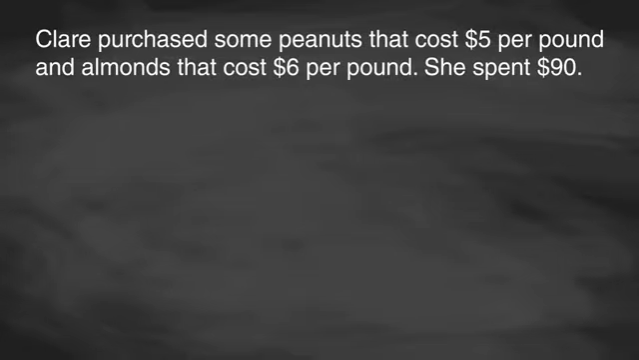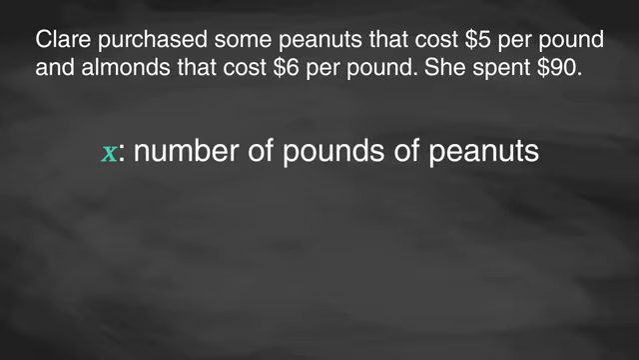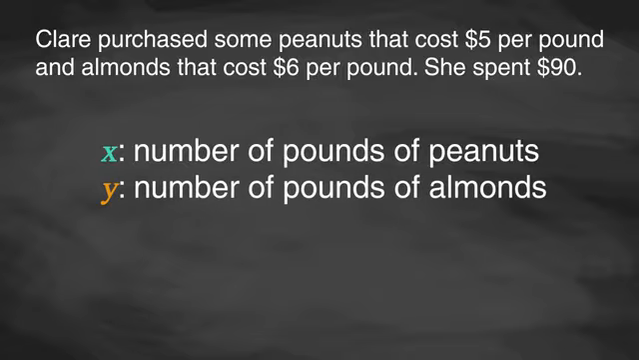Claire purchased some peanuts that cost $5 per pound and almonds that cost $6 per pound. She spent $90. If we let X stand for the number of pounds of peanuts and Y be the number of pounds of almonds, then we can write an equation for the situation. 5X + 6Y = 90.